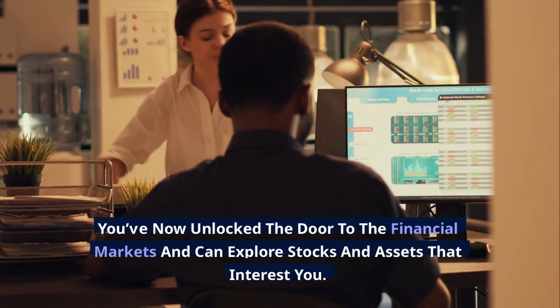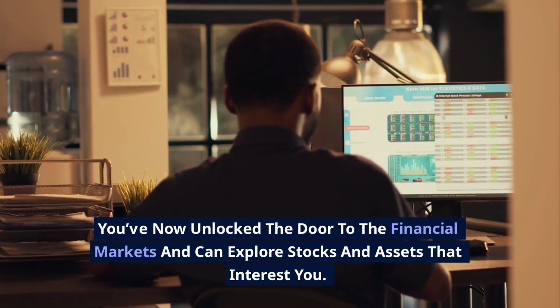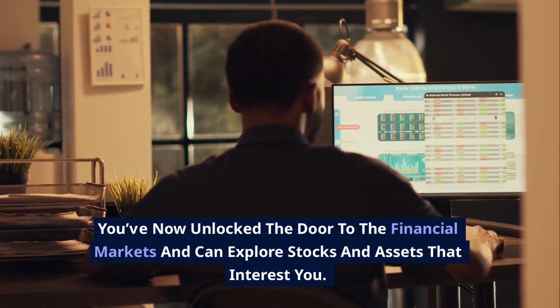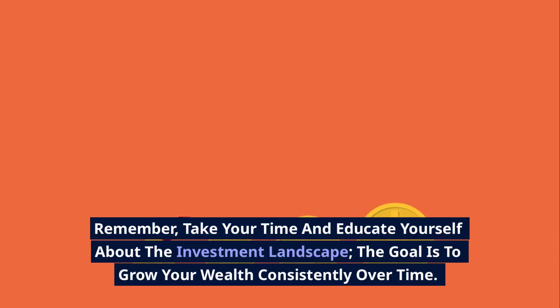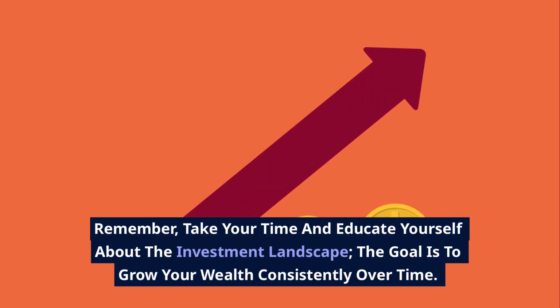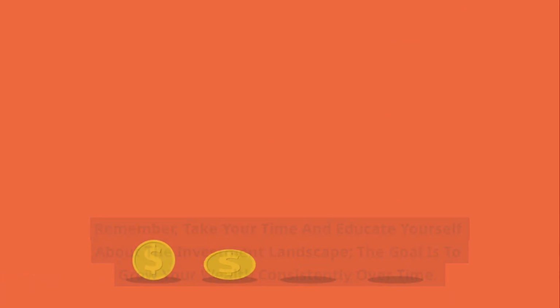You've now unlocked the door to the financial markets and can explore stocks and assets that interest you. Remember, take your time and educate yourself about the investment landscape. The goal is to grow your wealth consistently over time.